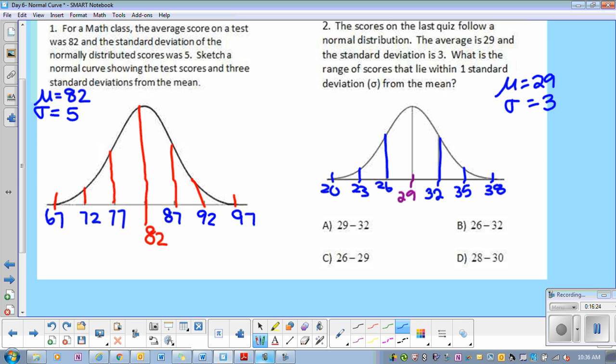Alright. So now look at what the question's asking you. It says, what is the range of scores that lie within one standard deviation from the mean? So you shade in the 2 areas up there. There's your mean. One standard deviation means one above here and one below here. Yeah, so you're right. 26 to 32. B. Do you guys get that too?